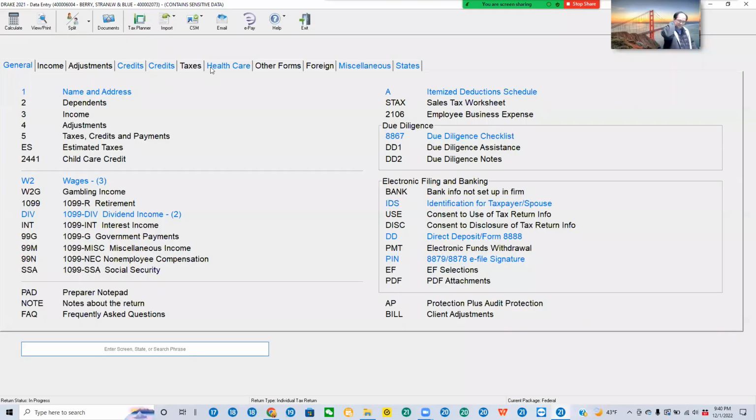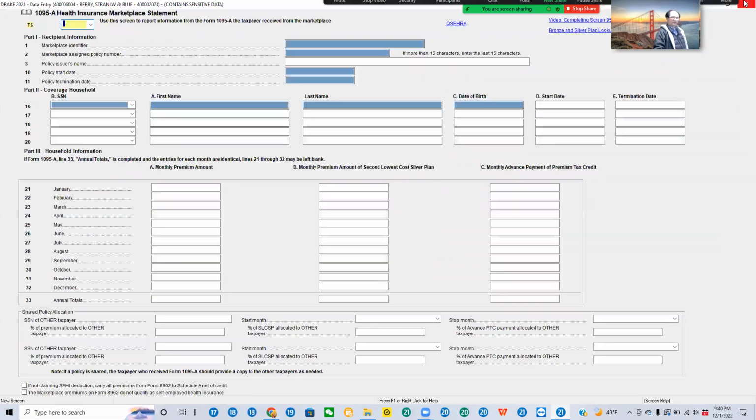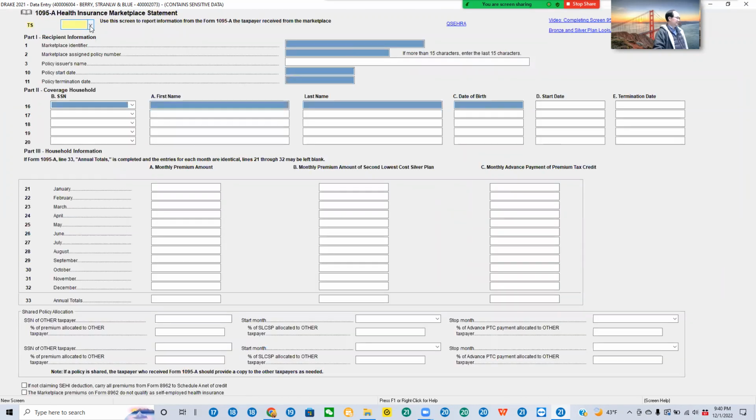What if they have health insurance? It's Covered California. Then you need to fill this form out, 1095-A. Let's say from Kaiser, 1, 2, 3. Of course, it's not like this. You get it from the form.